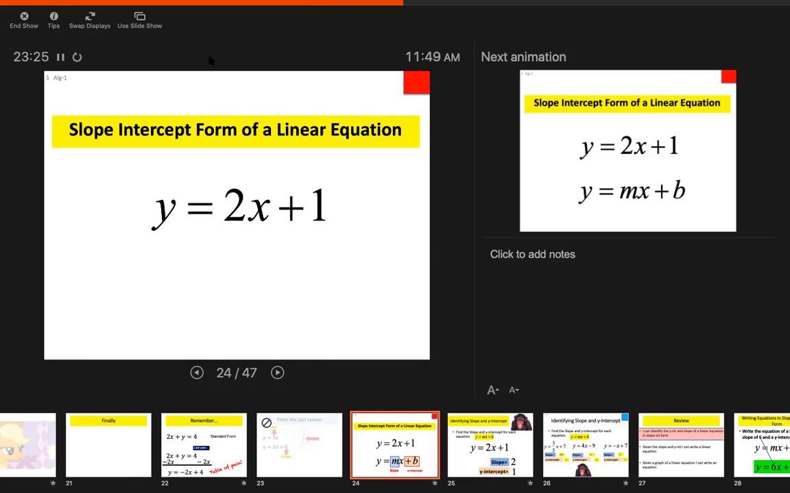Okay, slope-intercept form, write this down. Here's an example of slope-intercept form: y equals 2x plus 1. That's just normal. It's called the slope-intercept form. So guess what? It's going to have two things. Guess which two things? It's going to have the slope and the y-intercept. Somewhere in that equation is the slope and the y-intercept.